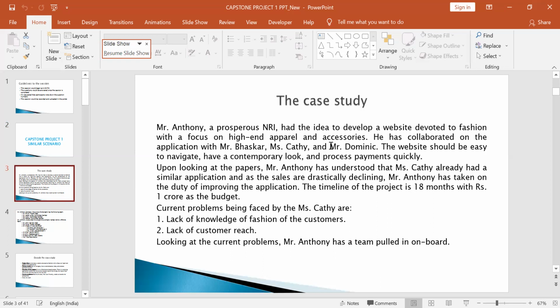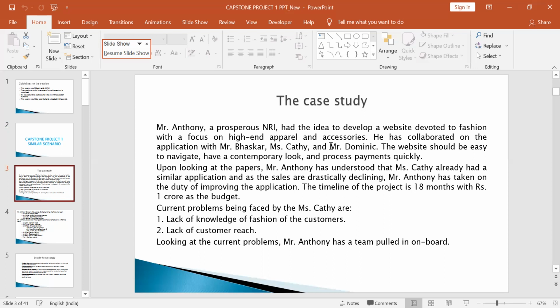He wants to work on the application with Bhaskar, Miss Kathy, and Mr. Dominic. The motto of this website is that it should be user friendly and easy to navigate, and it should have a contemporary look. It should also process payments quickly, so it is a fast payment. How to give the fast payment for that.